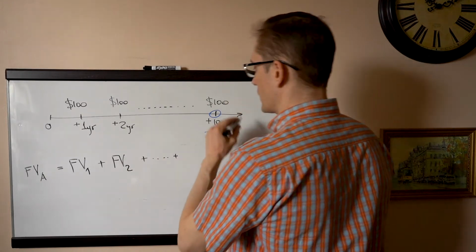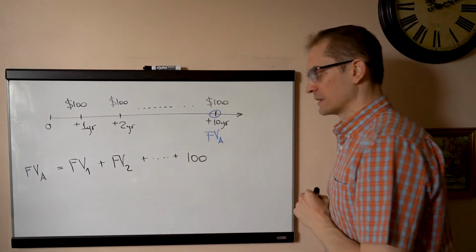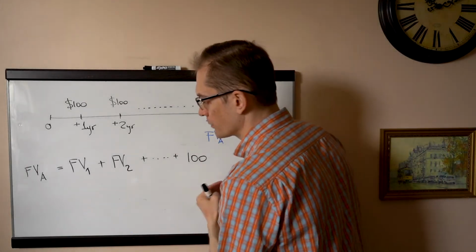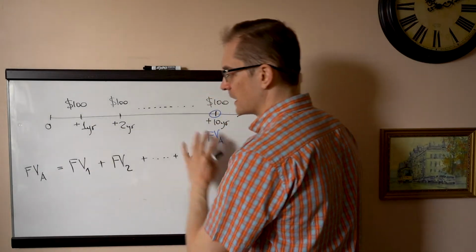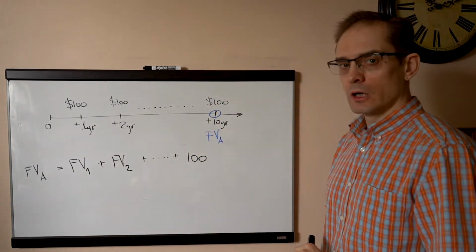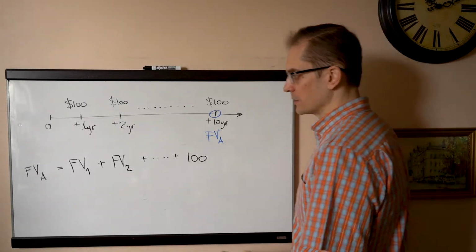So plus that last payment, which is your last $100 payment, right? So there will be, of course, 10 terms here. If you add up those 10 terms, you will get that future value of annuity. Let's write this down a little bit in more detail maybe.